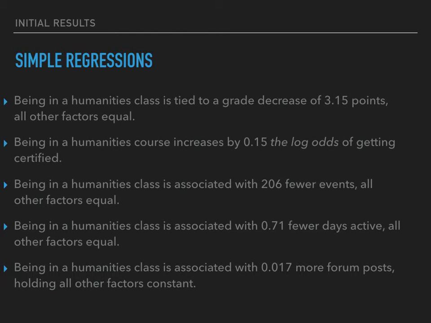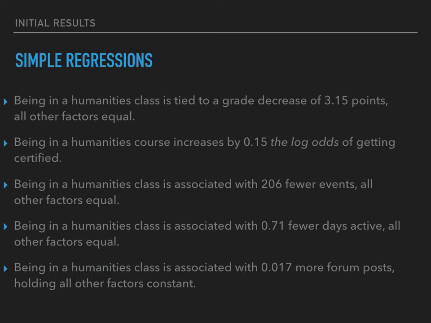But turning to regressions, so far for these initial results, I've just done simple regressions. So there's one independent variable and then one dependent variable. And I found several things. First, being in a humanities class is tied to a grade decrease of 3.15 points, all other factors being constant. Also found that being in a humanities course increases by 0.15 the log odds of getting certified.